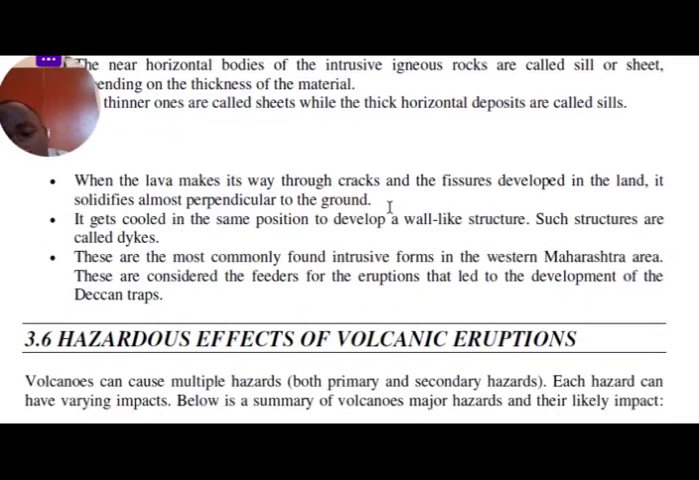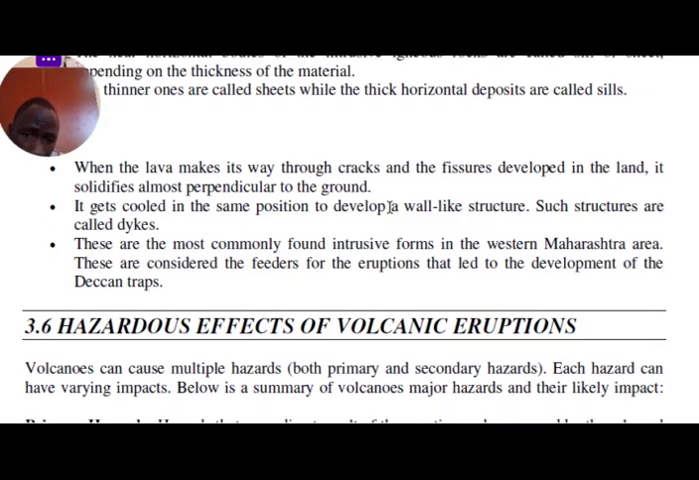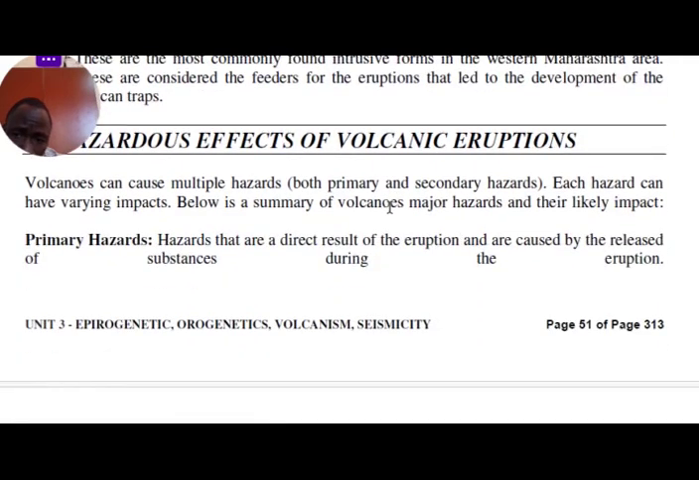When you go on, you have what we call the dikes. The dikes are formed when the lava makes its way through the cracks and fissures, then develops inland. In other words, within the Earth's interior, it solidifies almost perpendicular to the ground. That is the dike also. When you move on, you have the commonest intrusive features. So those are some of the intrusive features.